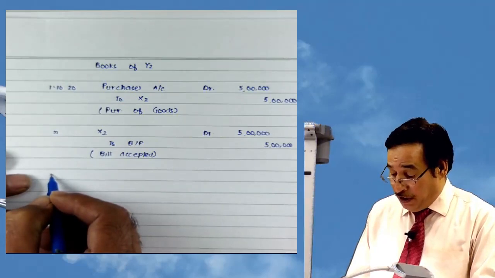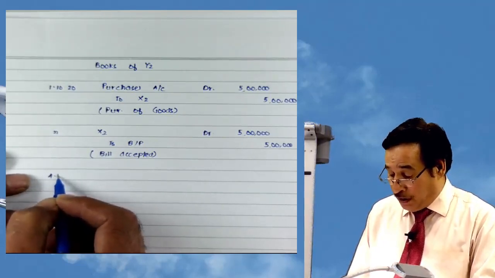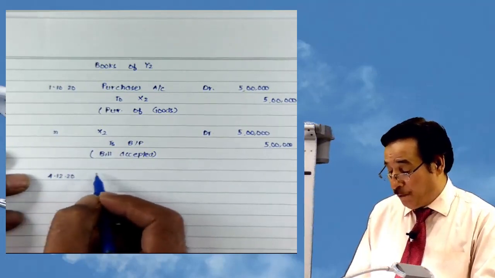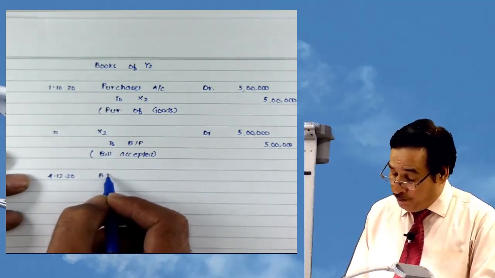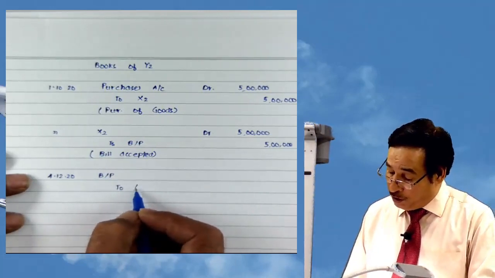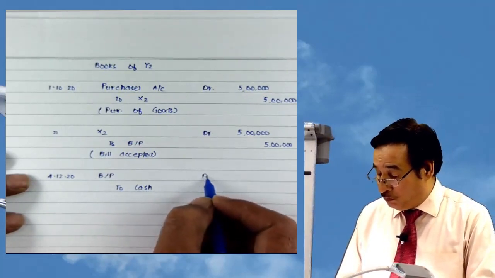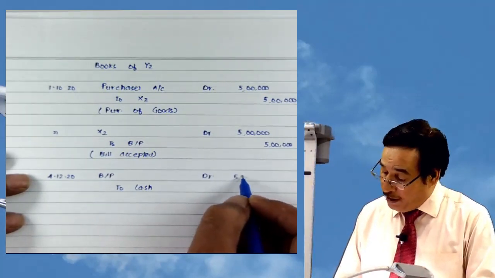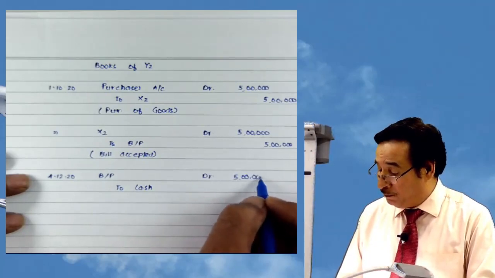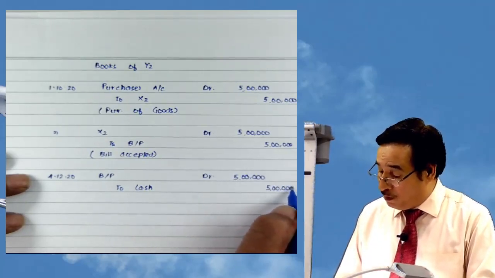Y2 will pass the entry, that is, 4th of December 2020. His bills payable will come back to him, and to cash, that is 5 lakhs. Correct?